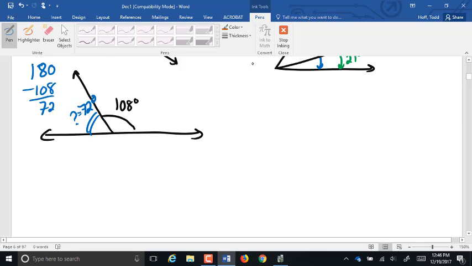Two angles that add up to a straight line, or two angles that add up to 180 degrees, are called supplementary.